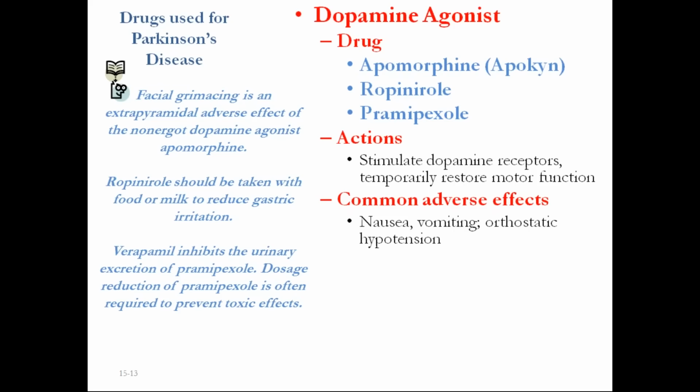They are going to have what we call facial grimacing. Facial grimacing means that the expression of the face is always in pain, a facial pain expression. Okay. All right. So we need to give the dopamine agonist especially with food, to prevent increased gastric acidity.